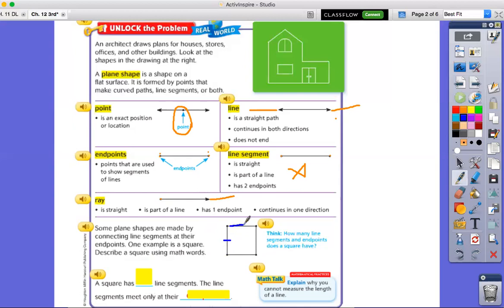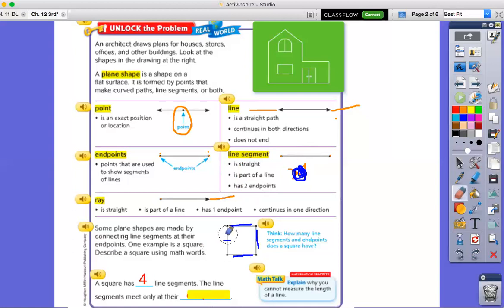Here's another line segment. 2. Here's another line segment. 3. And here's another line segment. 4. Just look at that picture up here again of this line segment. This looks exactly like what's being connected to make this square. So how many did we see? We saw 4. Good. The line segments meet only at their what?